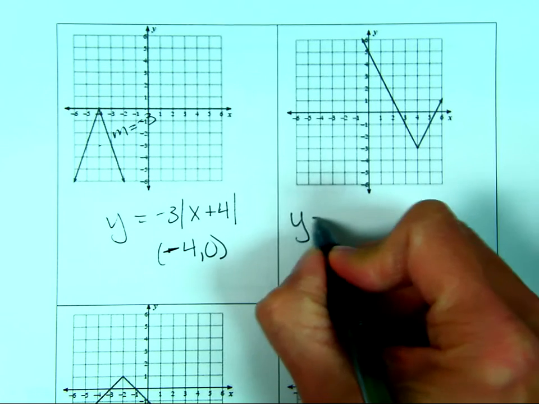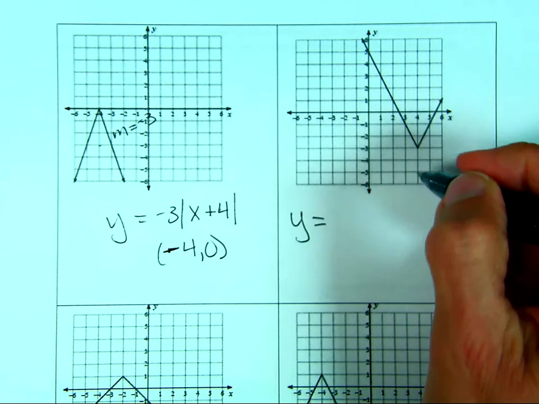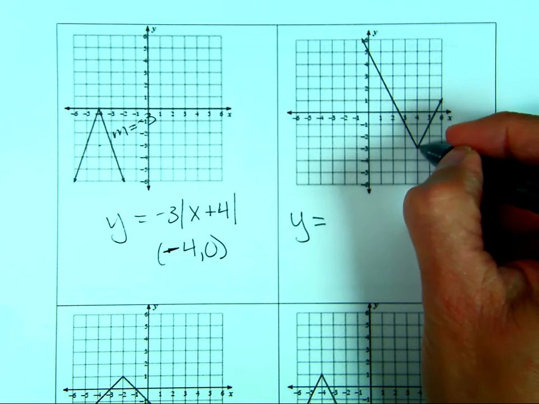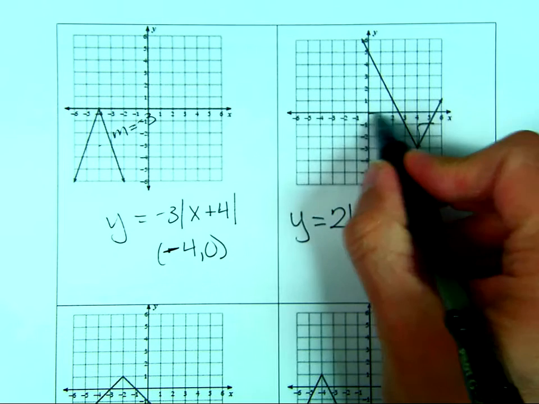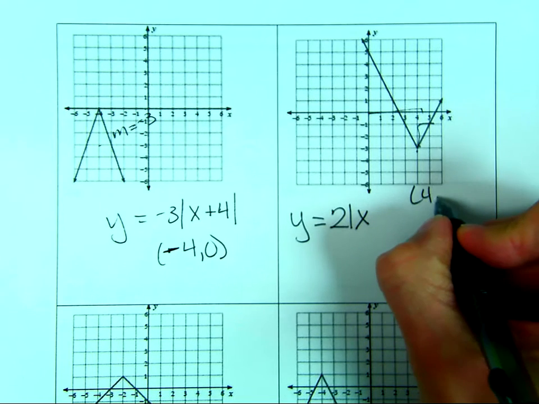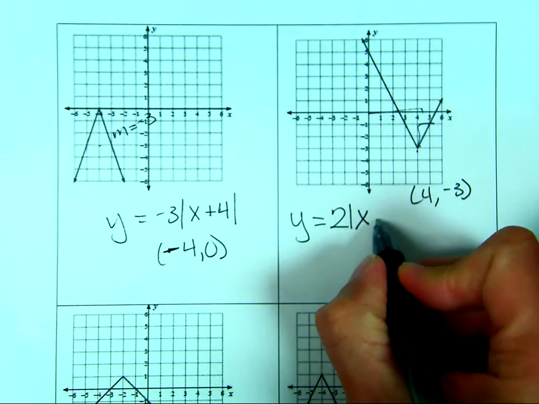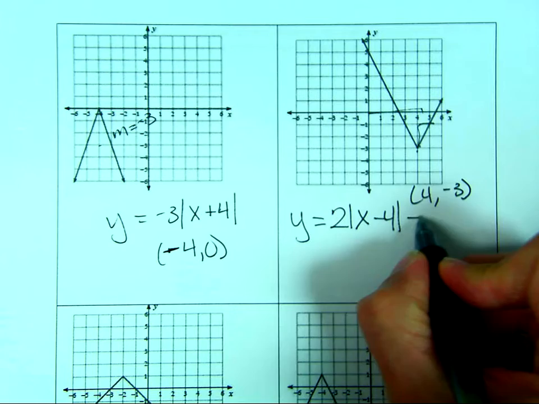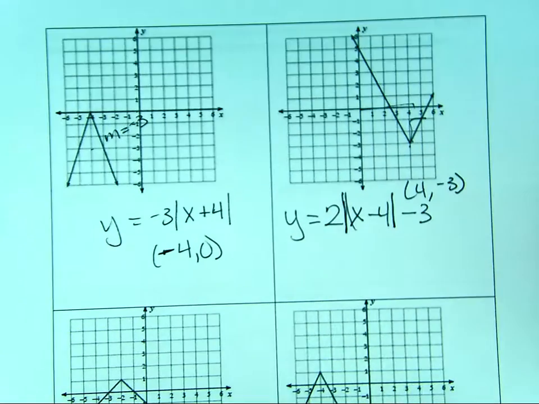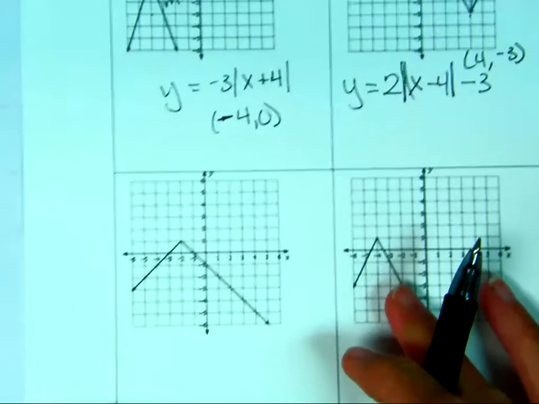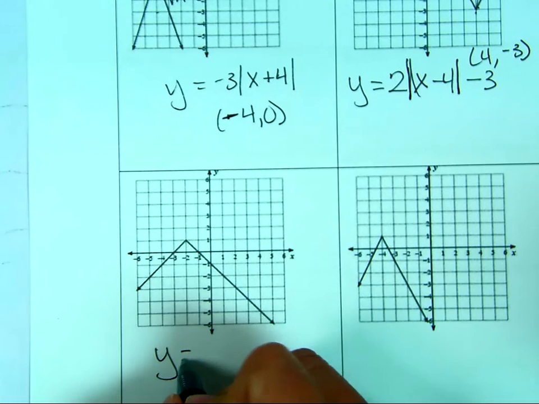Okay, y equals, its slope is up 2 over 1, so that's 2x. Vertex is 4, -3, so that's -4, -3. Make sure you get that one part in the absolute value, and then this guy goes outside it. Okay, it's getting faster as we get better, huh?